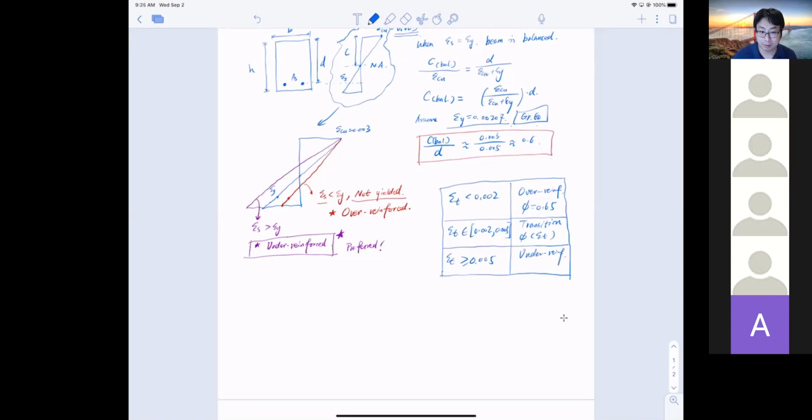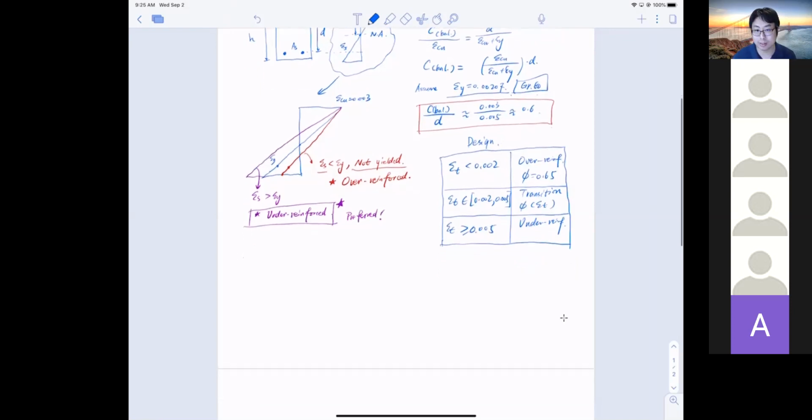Okay, reinforced. So these are the division of our design failure mode, for design. You see that with different strain in the steel, I have different strength reduction factor phi. So what is it, the strength reduction factor phi?